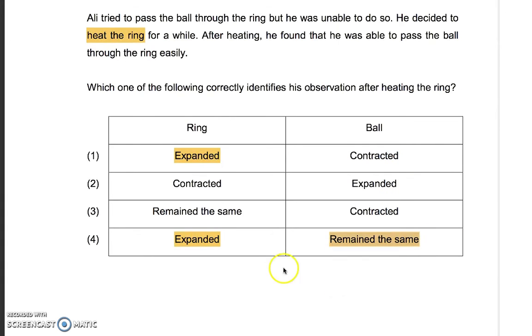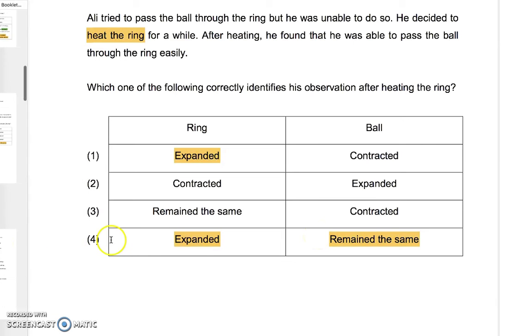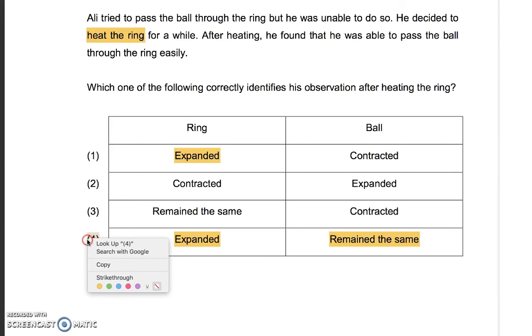So the only thing that should expand is the ring, and the ball should remain the same size because he did not do anything to the ball. Okay, so therefore the correct answer should be number 4. Let's look at question 9.